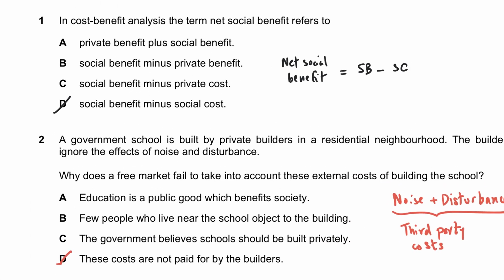The first question is about the cost-benefit analysis, and they say in cost-benefit analysis, the term net social benefit refers to, and the answer is social benefit minus social cost. What is social benefit? Social benefit includes private benefit plus external benefit, and what is social cost? It's private cost plus external cost. So when you find net social benefit, we subtract all the social costs, which is private cost plus external cost, from all the benefits, which is private and external.